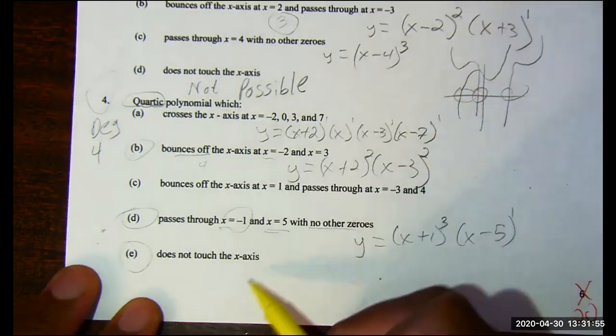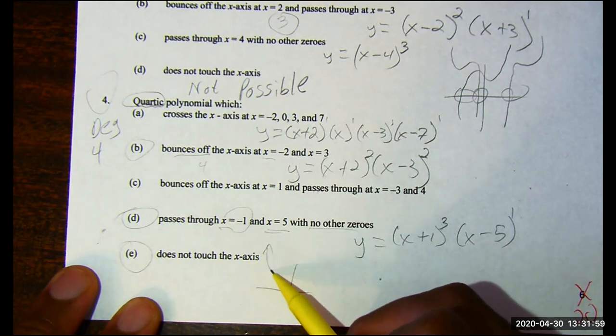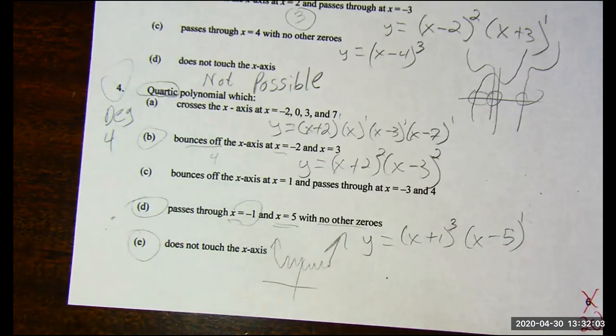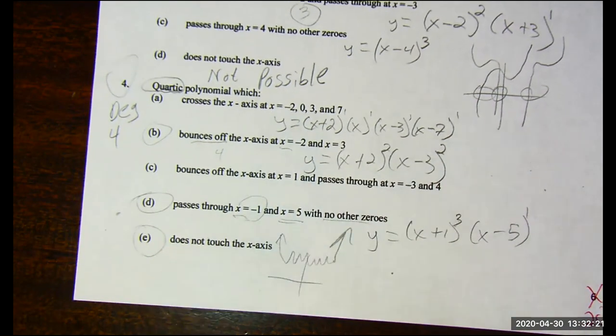Does not touch the x-axis, it's even. You can have all kinds of weird stuff going on, and all of it's just floating up above the x-axis, a bunch of imaginary numbers, because they're floating up above the x-axis. So that is possible. Oh, let's write the equation of this, though. Does not touch the x-axis. Oh, this is fun. E. We have to write the equation of one that doesn't touch the x-axis.